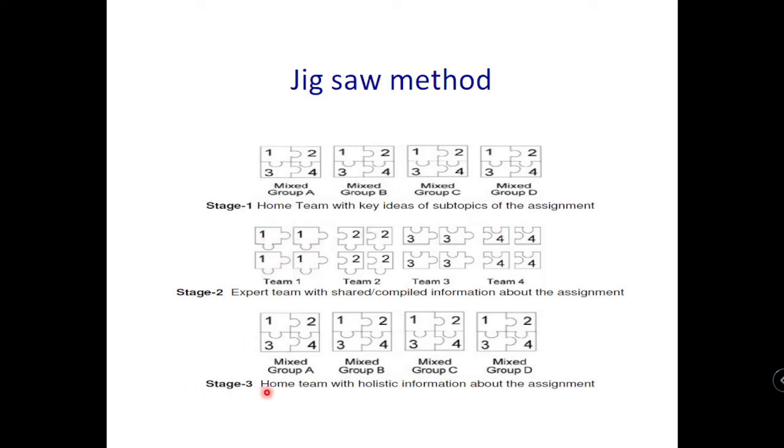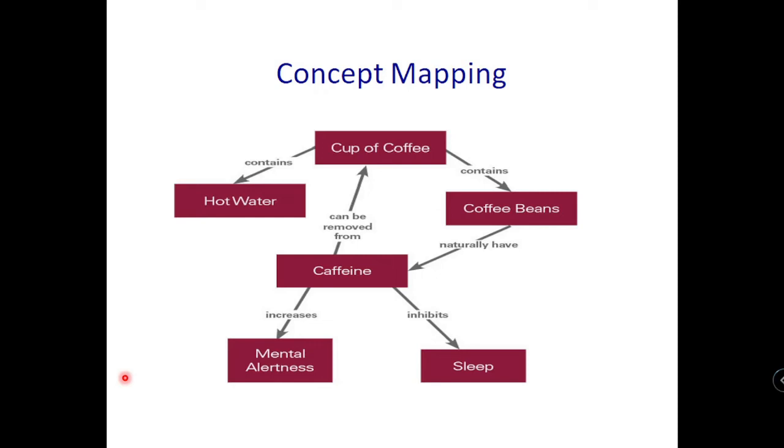Then the last, third, final stage, the home team with holistic information about the assignment. After discussing the topic, they return back to the home team and discuss what they discussed with their team members. In this way, they all understand and gain knowledge about the whole topic. This is the jigsaw method. We can follow that. The next active learning strategy is concept mapping.